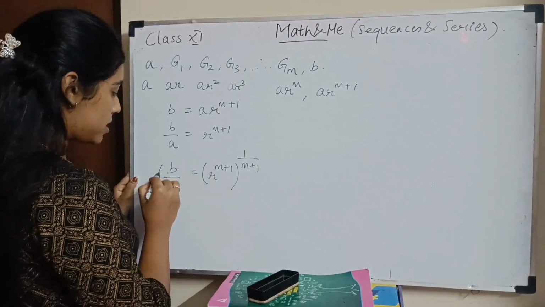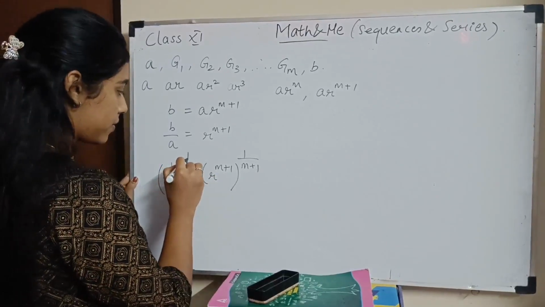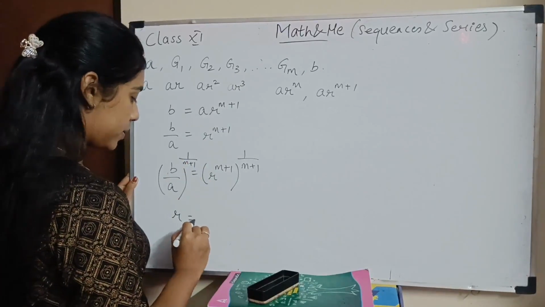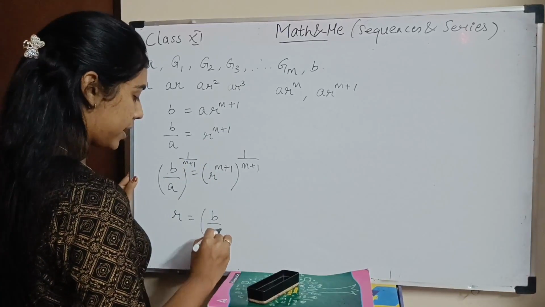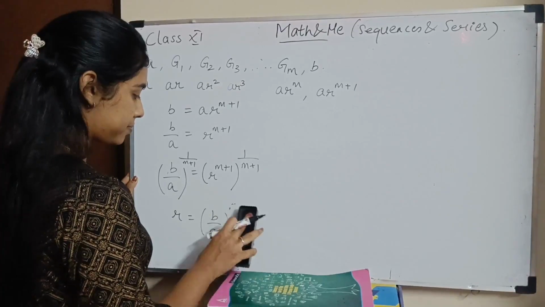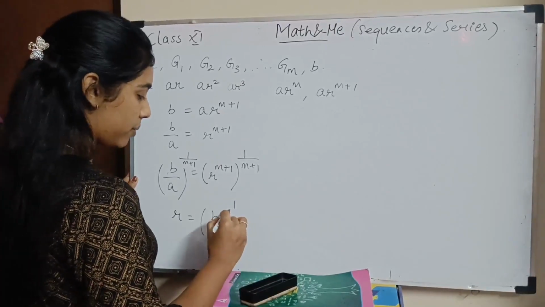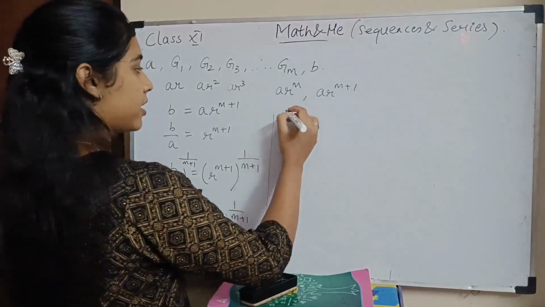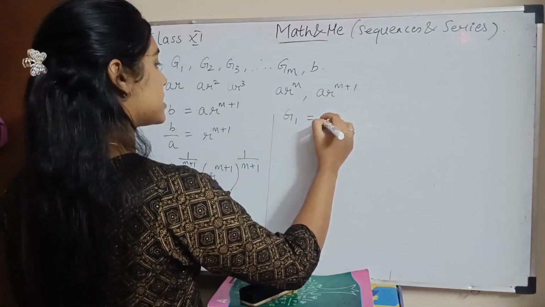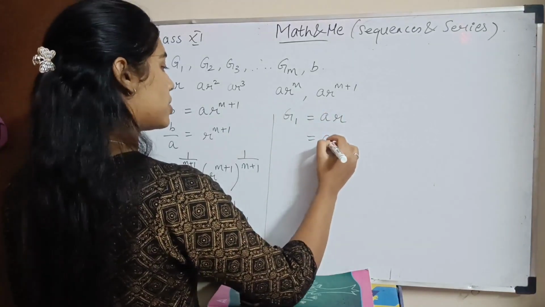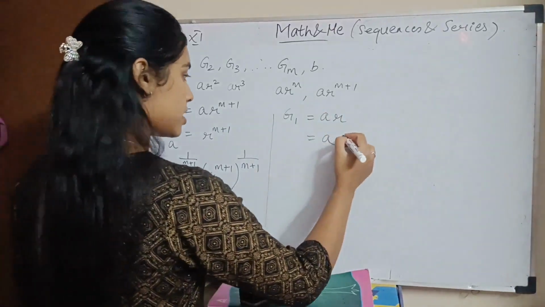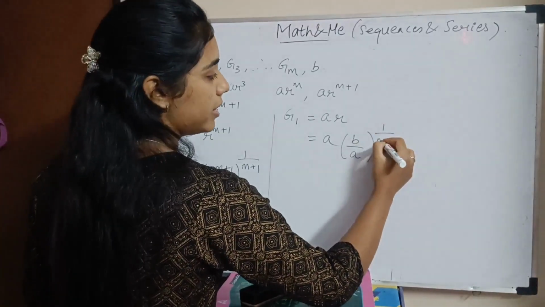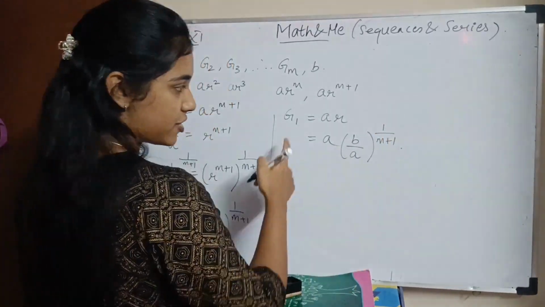One side raise panna, on the other side you have to raise it to the power 1 divided by M plus 1. So what do you have? R equals B divided by A to the power 1 by M plus 1. So இப்போ உங்களோட G1 என்ன? What is your G1? G1 is nothing but AR. What is your R? You just found out. It is B divided by A to the power 1 by M plus 1. This is your first term.